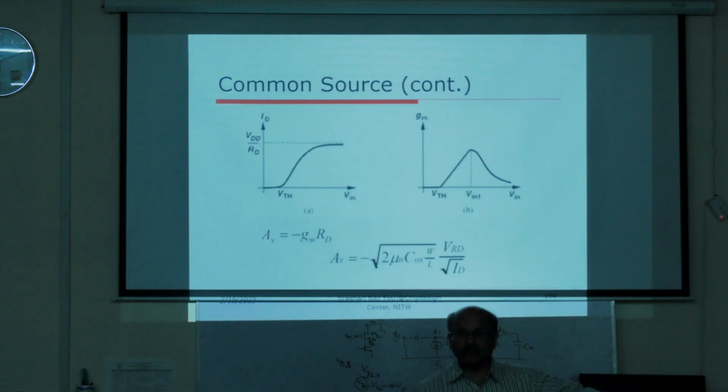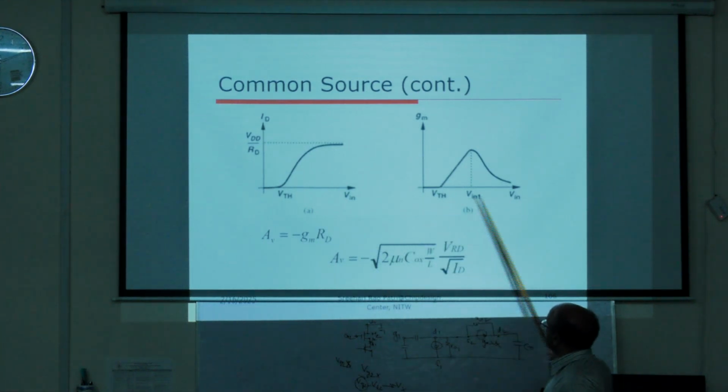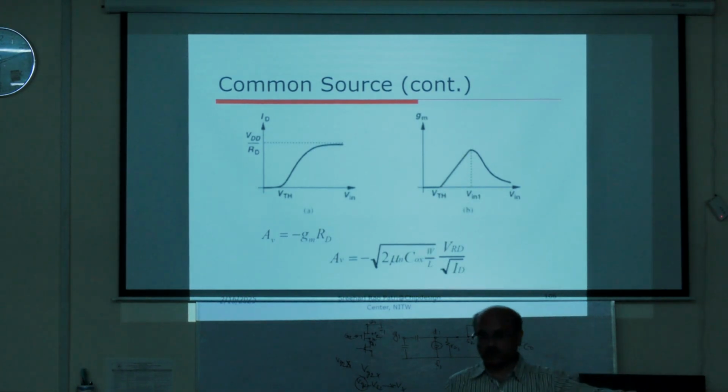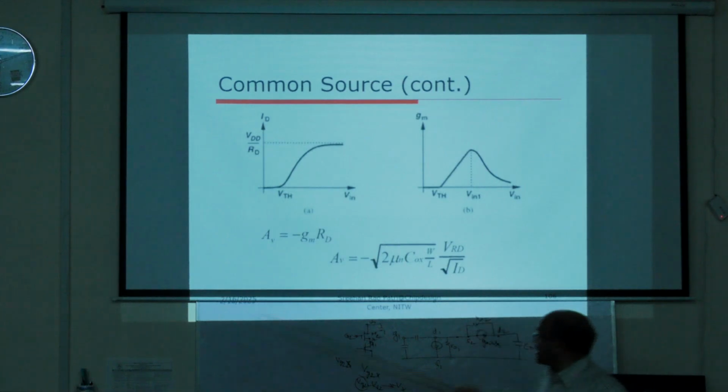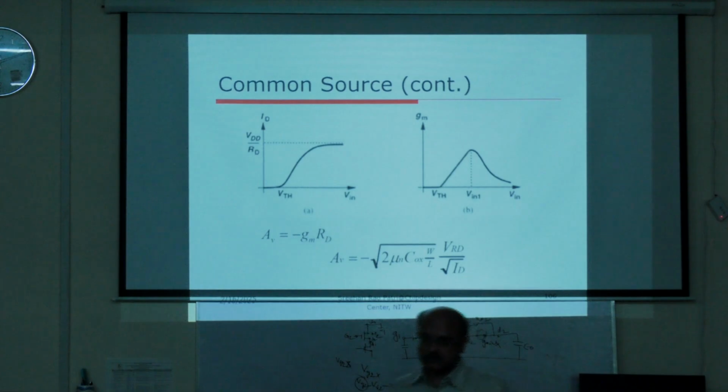ID is equal to half mu Cox W into VGS minus V threshold whole square, and dou ID by dou VGS is equal to mu Cox W into VGS minus V threshold, as the 2 gets cancelled. So it is simply linearly varying with VGS, or Vin. As Vin increases, GM increases linearly. But when it reaches this point here, the transistor is entering the linear region, therefore I have to use the corresponding expression for the linear region. Then again I have to calculate GM for the linear region.